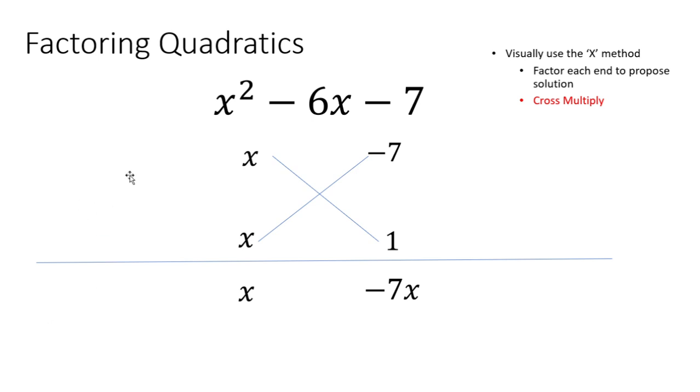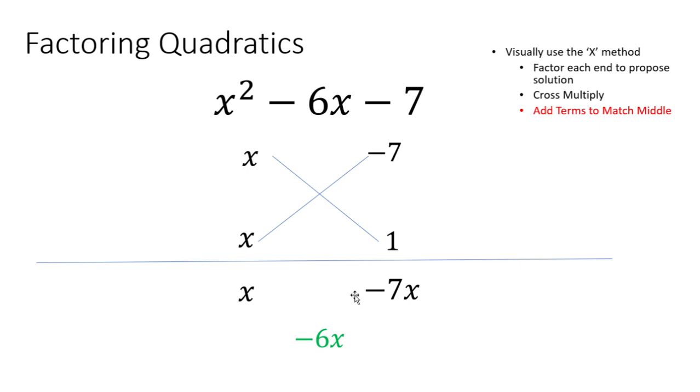Next step is we want to cross multiply. So we have negative 7 times x equals negative 7x, x times 1 equals x. Next step, let's add up the terms and hope they match the middle. Negative 7x plus x is negative 6x. Good news, negative 6x here matches the term in the middle, so it implies that our solution of x minus 7 times x plus 1 is correct.